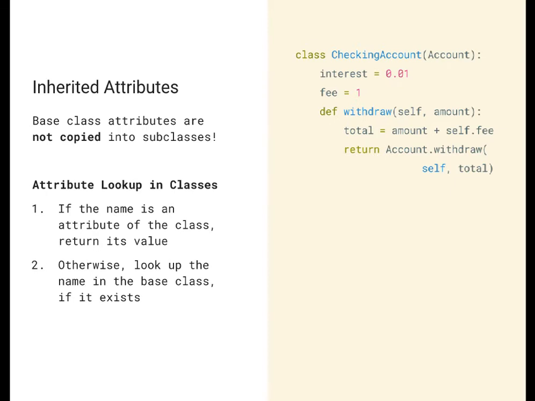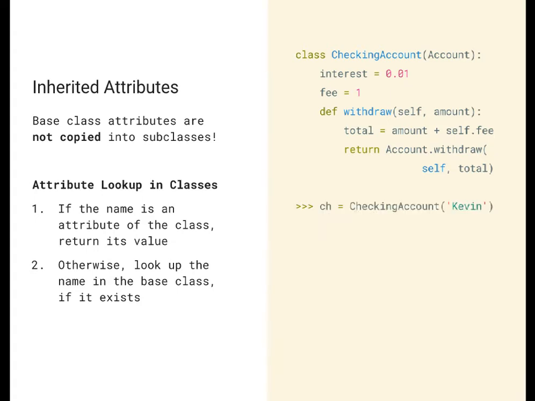So the way we can do that is if you look at the code over here, I define the withdraw method as taking in self and amount. And what it does is it first computes total equals amount plus self.fee. So it first computes the total that you actually want to remove from the account by taking the amount plus the fee. And then it actually tries to withdraw using the account's withdraw method.